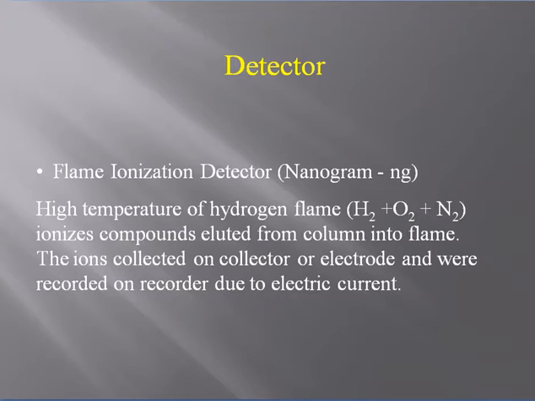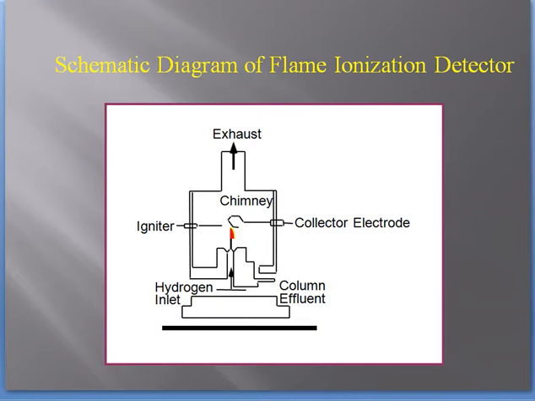So detectors: the flame ionization detector detects nanogram amounts. The high temperature hydrogen-oxygen flame ionizes the components eluted from the column into the flame. The ions are collected on the collector electrode and recorded as an electric current. In the schematic diagram, the chimney is the outlet. Chimney means the ventilation, where the smoke goes outside.